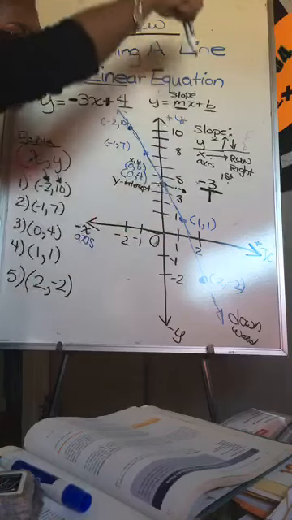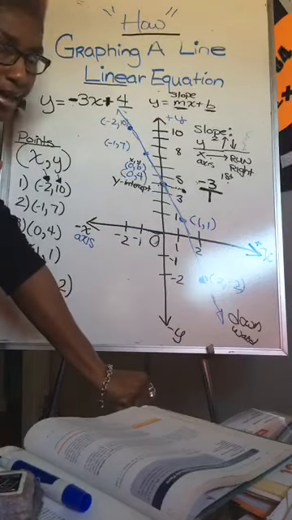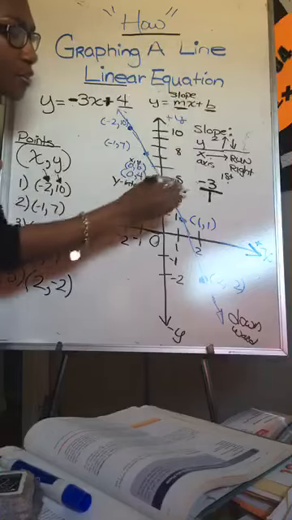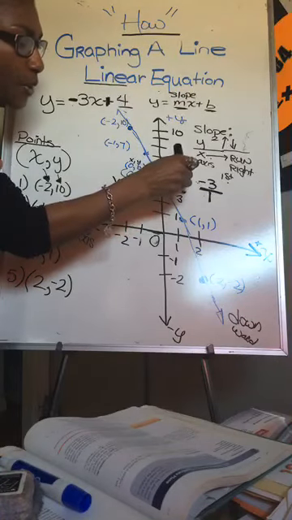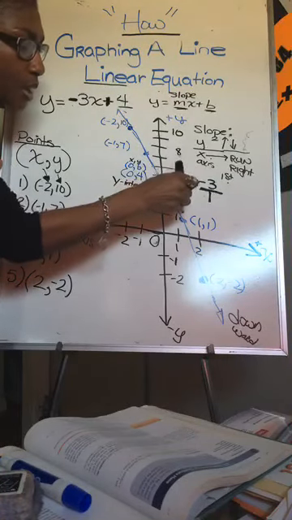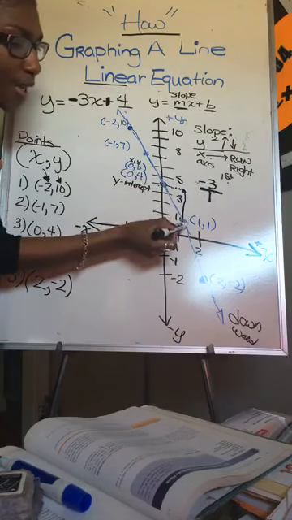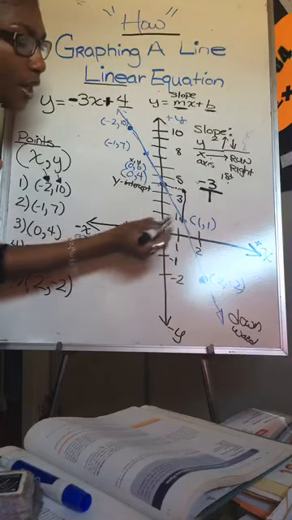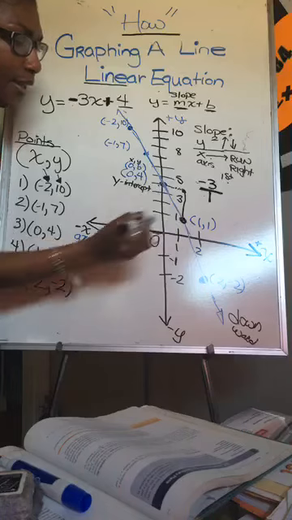This negative tells me I'm going to go down the y-axis. Not up, but down. So from here, I'm going to drop down 3 points. 1, 2, and 3. Boom! I land right here on 1, 1. Right here. I land right there.